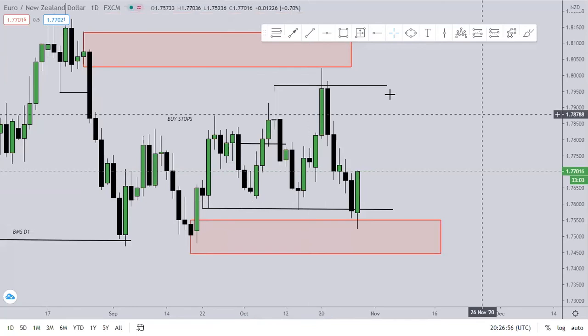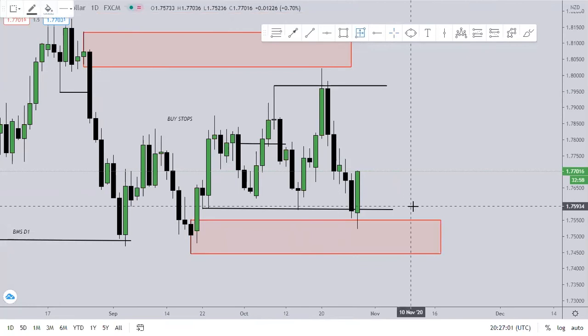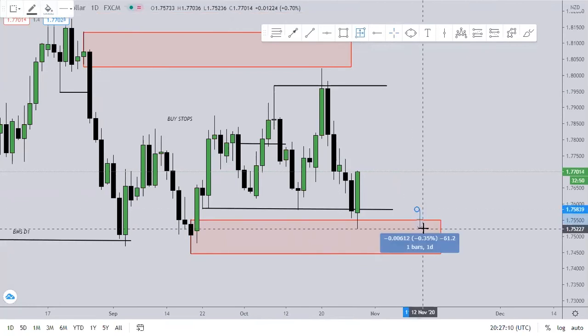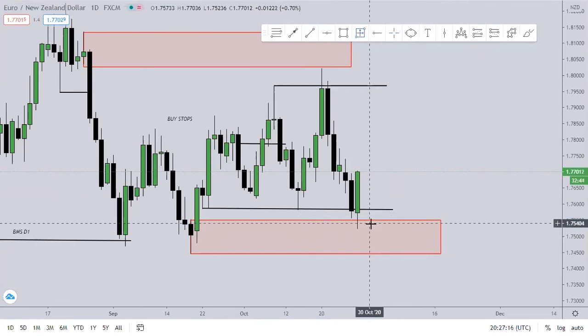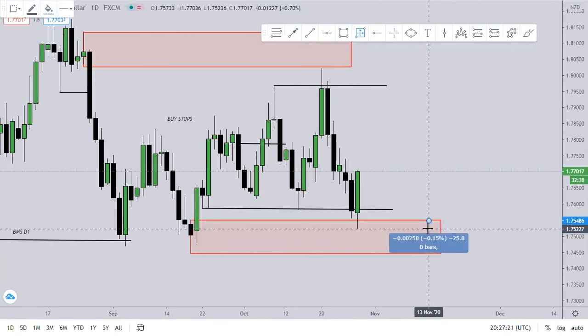That's why I keep telling you, don't buy from double bottoms, because anybody that bought from there would have had a drawdown of how many pips? Let's calculate. 61 pips. That's quite significant. But if you took the trade from this bullish order block, you would have had a 25 pip drawdown.